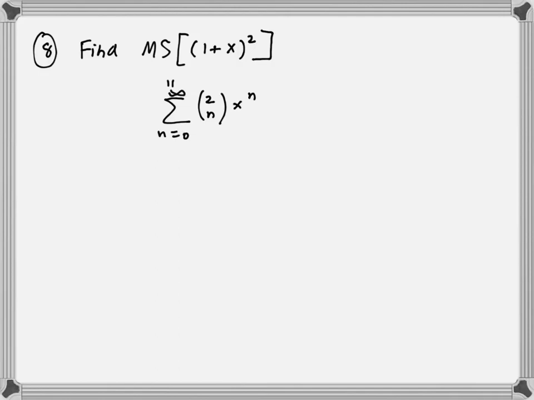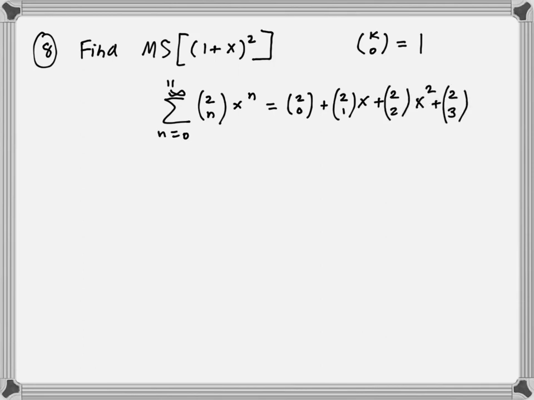And let's actually write these terms out, okay? The first term is going to be 2 choose 0. By the way, just so you guys are aware, k choose 0 is always defined to be 1. So we get 2 choose 0 plus 2 choose 1 x plus 2 choose 2 x squared plus 2 choose 3 x cubed plus, and then this goes on, right?